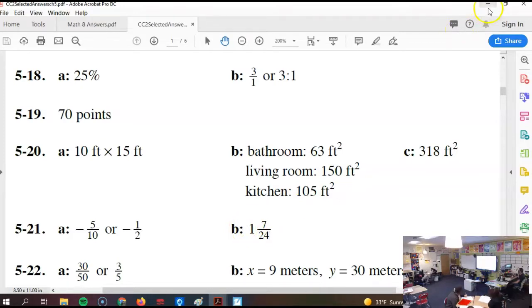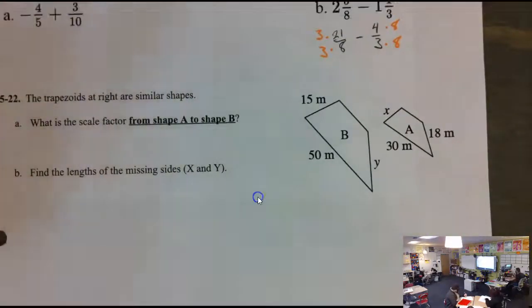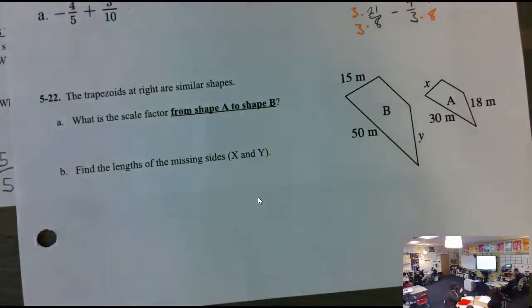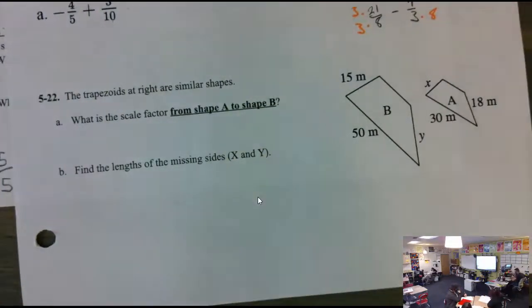Now, I changed number 22, which I should alert you when I change these, because if you try to use homework help, you might be confused. So my bad if anyone tried to use homework help.